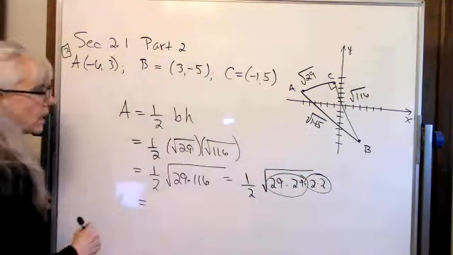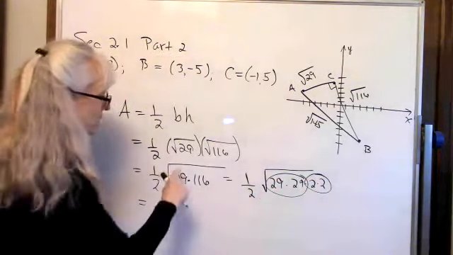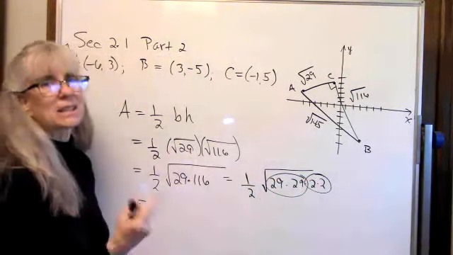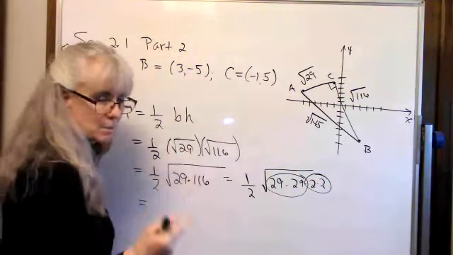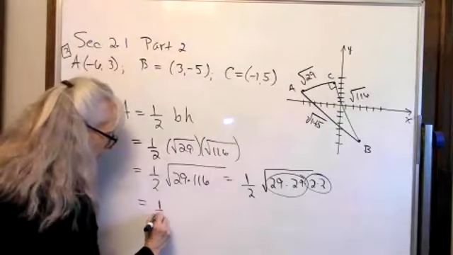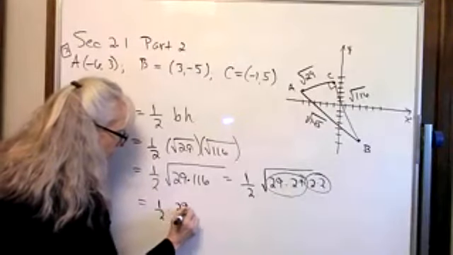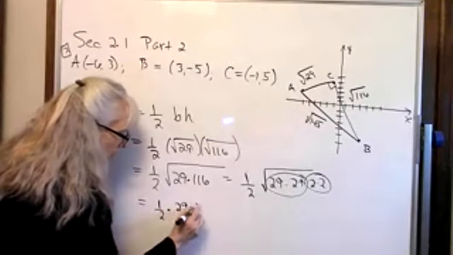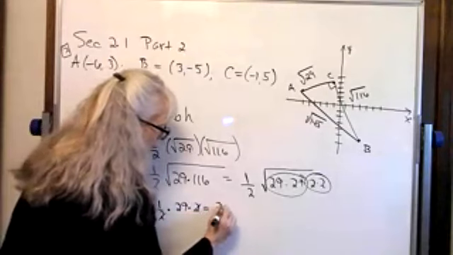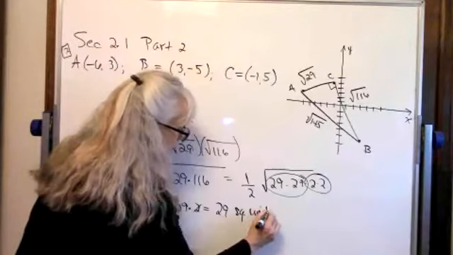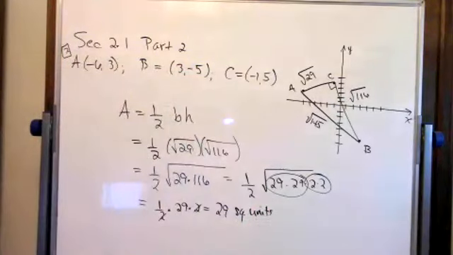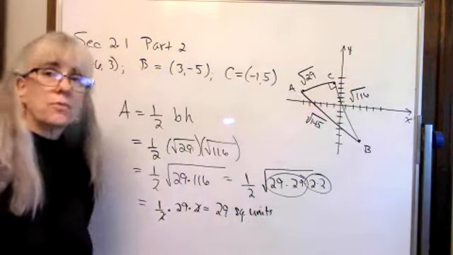I can simplify. I imagine that you're probably just going to take 29 times 116 and then take the square root. You'll get the same answer, but notice that I'm trying to do it by showing you how to simplify those radicals. So we have 1/2 times 29 times 2. Those 2s cancel, and I'm going to end up with 29, and that will be in square units. Because it's an area, I need some type of unit on it. We'll just call it square units. So there it is. We've now verified the right triangle and also found the area.